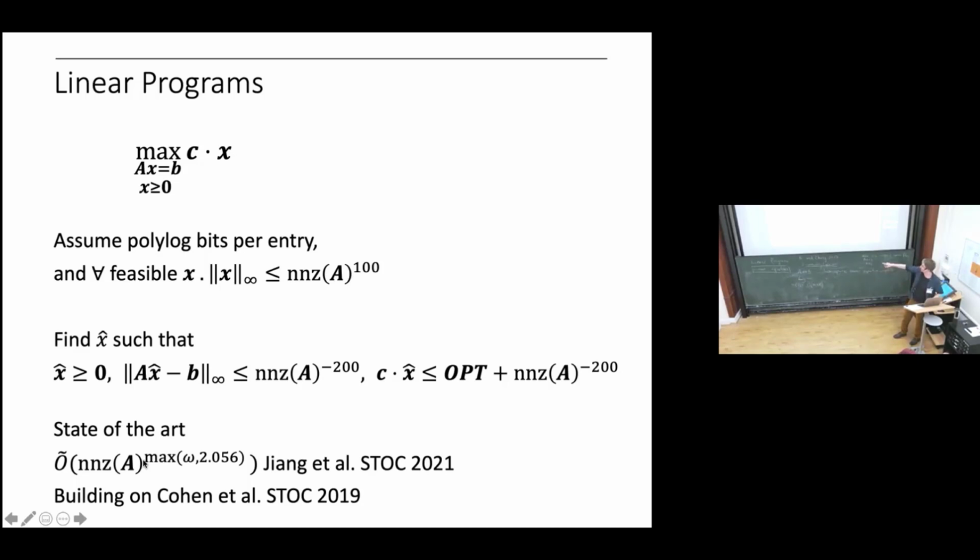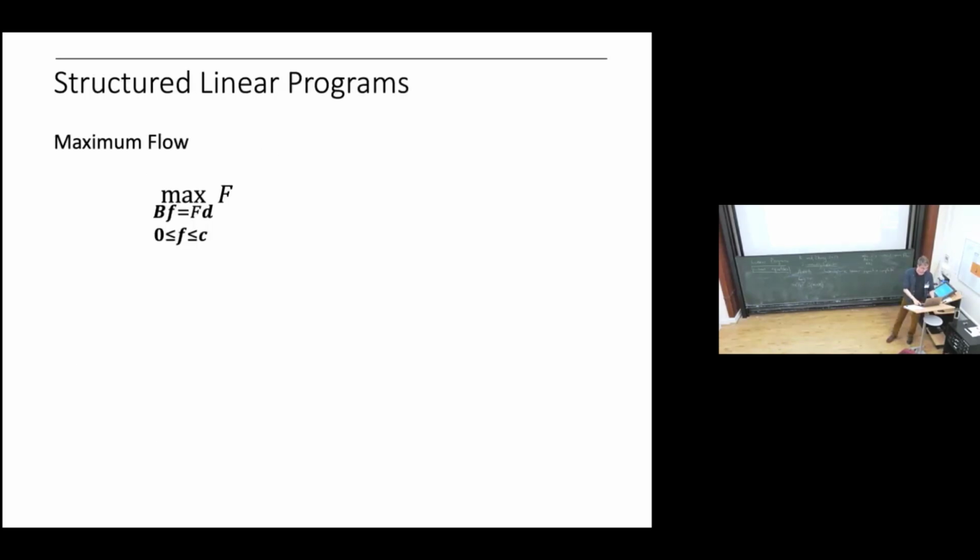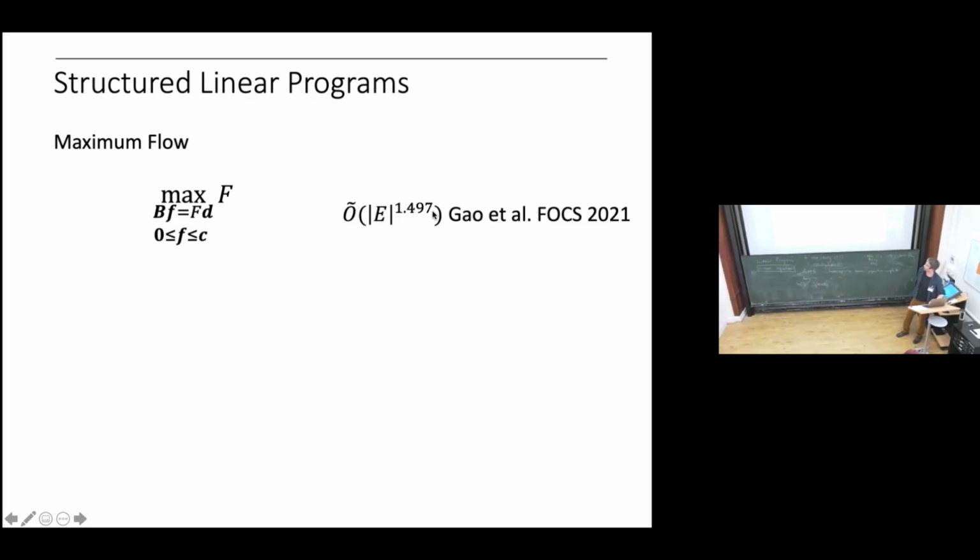So the state of the art is that you can do it in terms of the number of non-zeros. That's not the only way you can frame this, but the state of the art is that you can do number of non-zeros to the power of matrix multiplication, or 2.056, whichever one is larger. And now, what about structured flow problems, structured linear programs? Here you have maximum flow. This you can do in a time where the number of edges is like the number of non-zero entries of this linear program, and you can get a dependence of 1.497, okay?